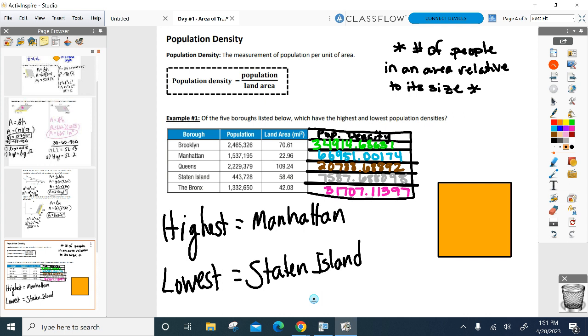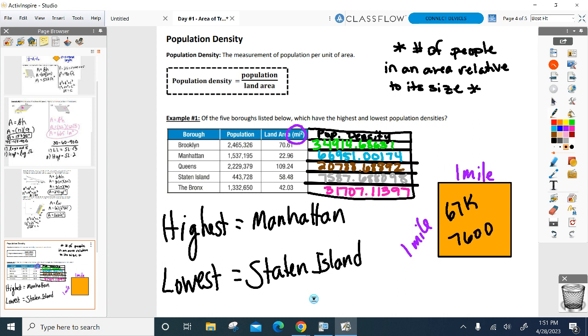Okay, I'm glad you could find them and answer the question, but I really want you to know what this actually means, especially in an honors level class. This is the land area in square miles, which means just think of it as a square, 1 mile by 1 mile. Pretty big square, I know, but Manhattan, you've got about 67,000 people in that square. 67,000. Versus Staten Island, you only have about what?